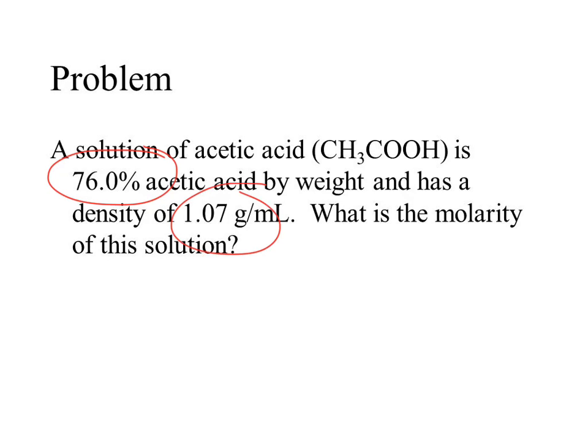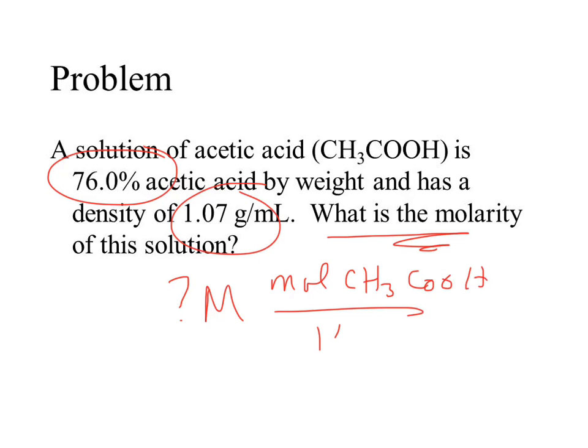Okay, what do they mean? But the other thing I want you to recognize is what is your goal. This is your goal. It says what is the molarity of the solution. So sometimes I'll write down question mark, that's what I'm trying to find, molarity, and what that means is moles of acetic acid, CH3COOH, per 1 liter of solution. That's what we're trying to get to. That's our target. And we're going to use the weight percent and the density to our advantage.